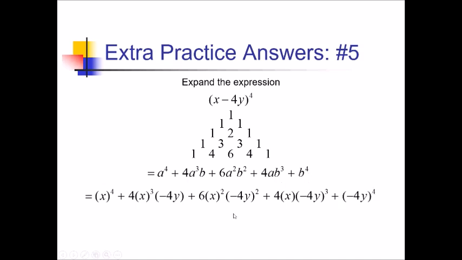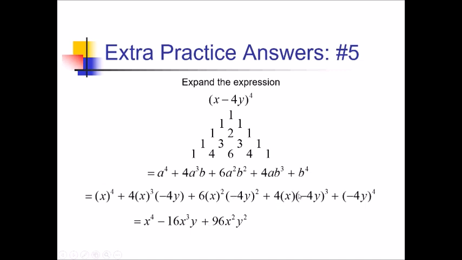Time to simplify all this. So we have x to the 4th. And then we got a negative 16 x to the 3rd y plus, well, let's take this in pieces. Negative 4 squared is 16. 6 times 16 is 96. So this is 96 x squared y squared, all negative. Actually positive because this negative is being squared. So we are positive. Good.